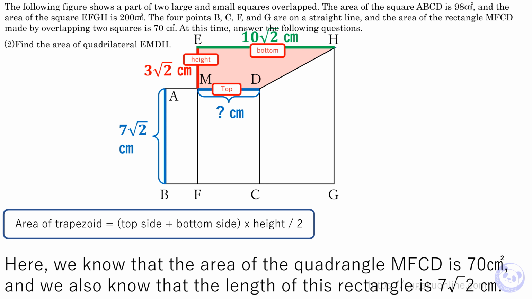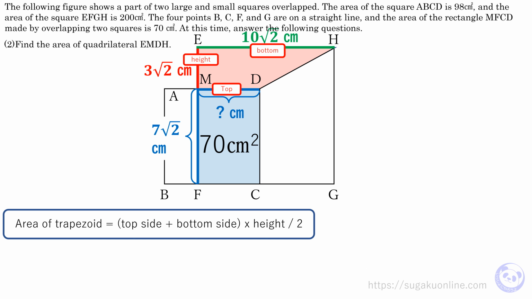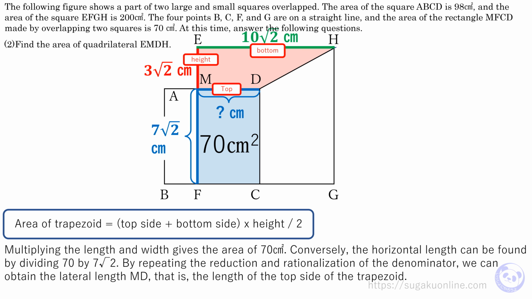Here, we know that the area of the quadrangle MFCD is 70 square centimeters, and we also know that the length of this rectangle is 7 square root 2 centimeters. Multiplying the length and width gives the area of 70 square centimeters.